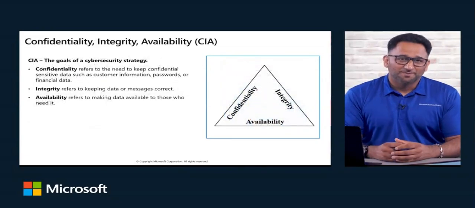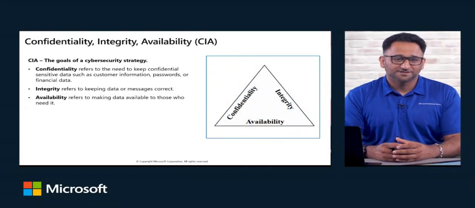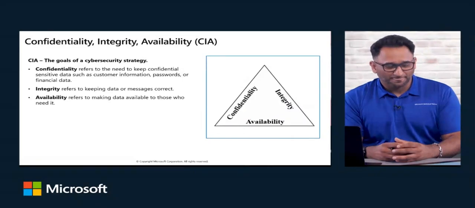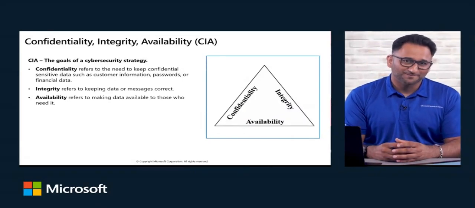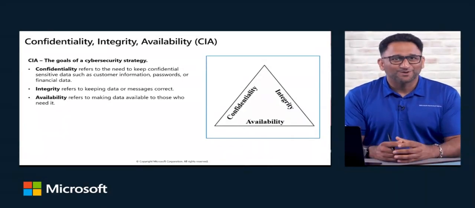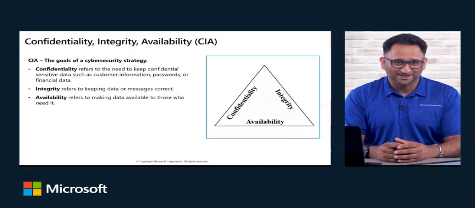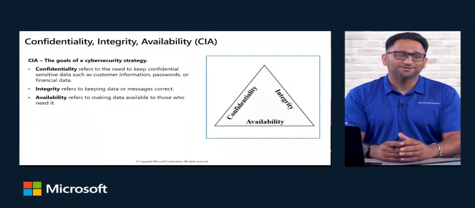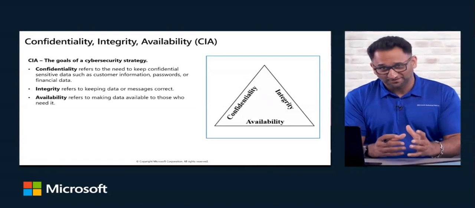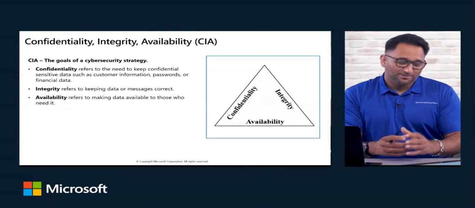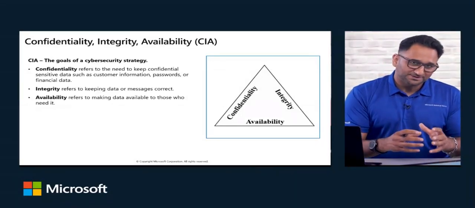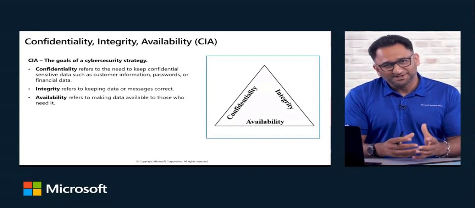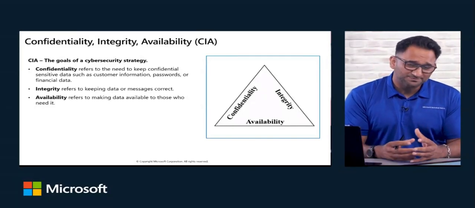Let's move on to talking about a different cybersecurity strategy. Now we're looking at CIA. Now, bear in mind, we're not talking about the Central Intelligence Agency in the US. We're talking about confidentiality, integrity, and availability. Now, these three topics kind of form the foundation of security in all aspects.